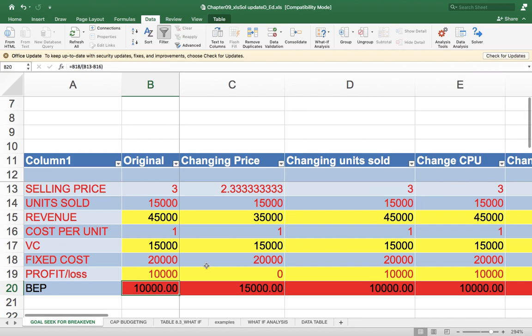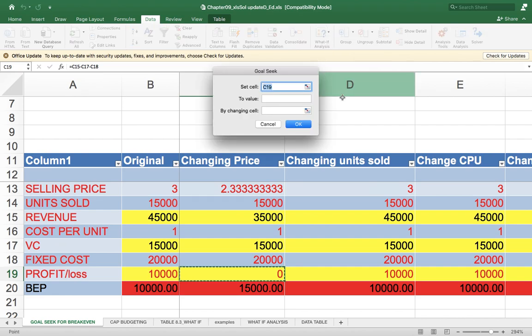So now, for example, this is the baseline calculation. Now profit or loss will be zero by changing the price. How do you do it? Say for example, go to Goal Seek. Okay, the value you want, how much? I need 0. By changing cell, which one? By which one do you want to change to make your profit 0? Tell me which one you want to change. Tell me here, I will change that.